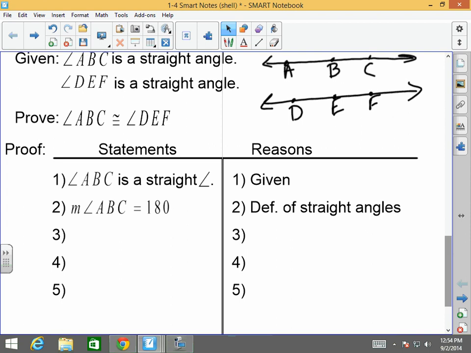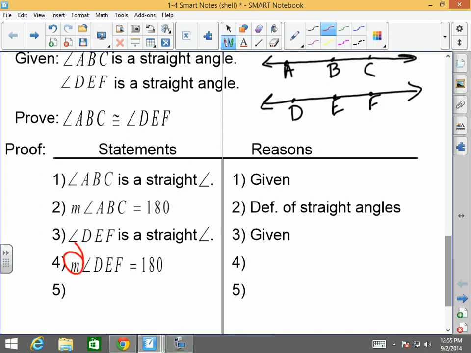Number 3, what do you think would be next? That's exactly correct. Angle DEF is a straight angle. Why? It's given, absolutely. Always write at least your givens, guys. Always. You're going to get some points at least that way. So if DEF is a straight angle, what do we know about the measure of angle DEF? Always remember to put that little M. That little M says the measure of angle DEF equals 180 degrees. That's exactly right. Why, sir? Yes, sir. What's up?